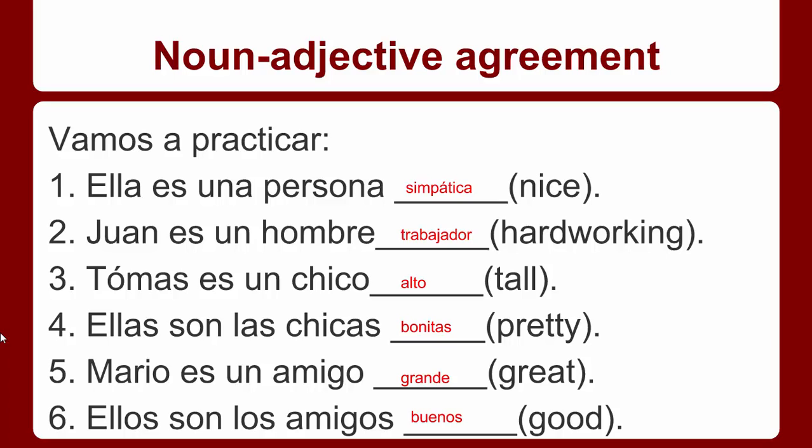Chicas is a feminine plural noun, so I need to pair it with bonitas, the feminine plural adjective that corresponds with chicas. Number 5, Mario es un amigo grande. Amigo is a masculine singular noun, so I need to pair it with the masculine singular adjective great, in español, grande. Number 6, ellos son los amigos buenos. Amigos is a masculine plural noun, and the masculine plural adjective for good in español is buenos.